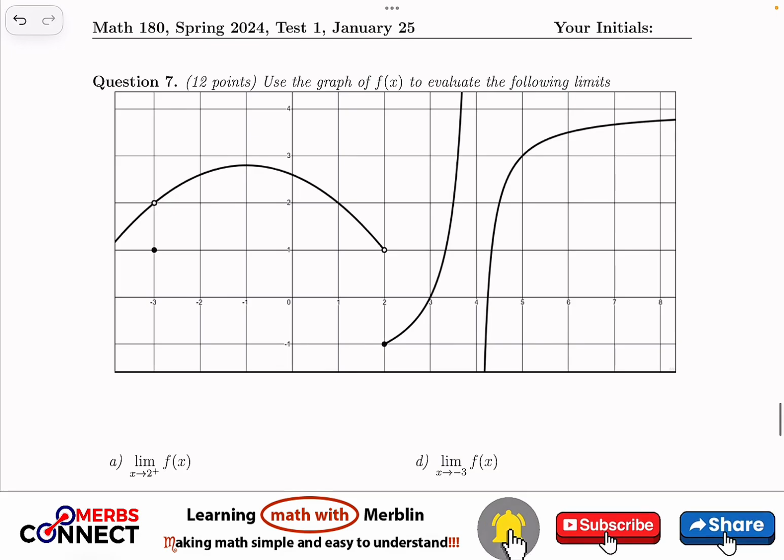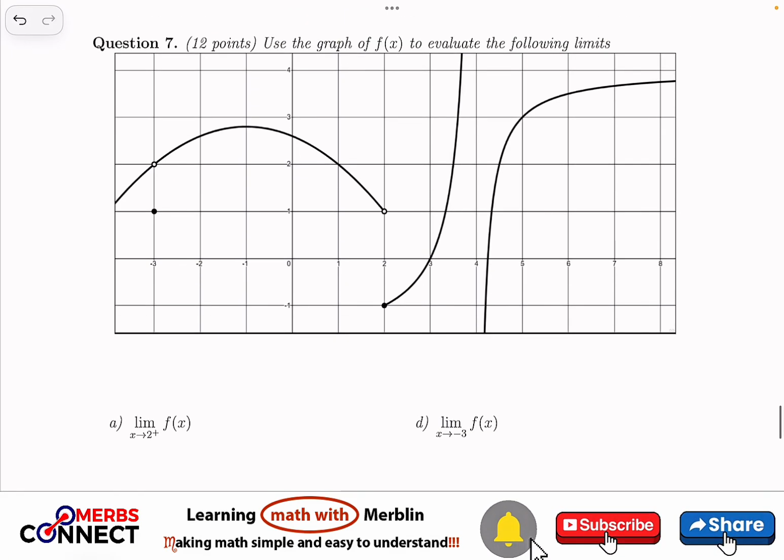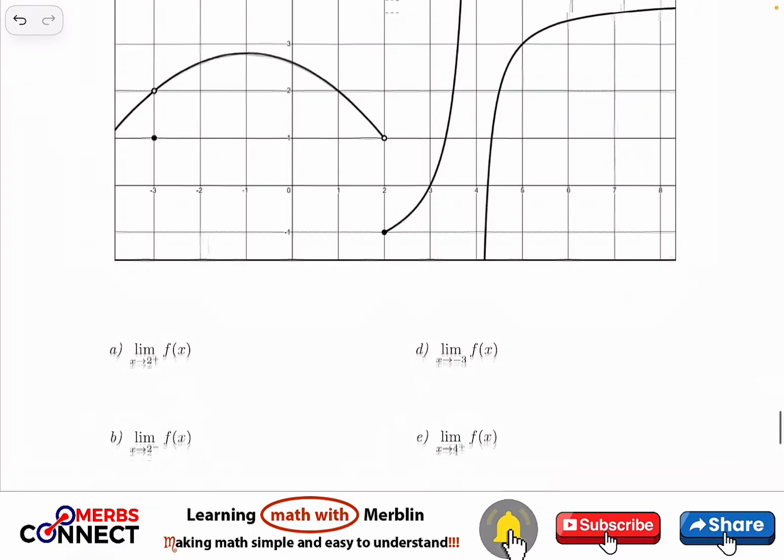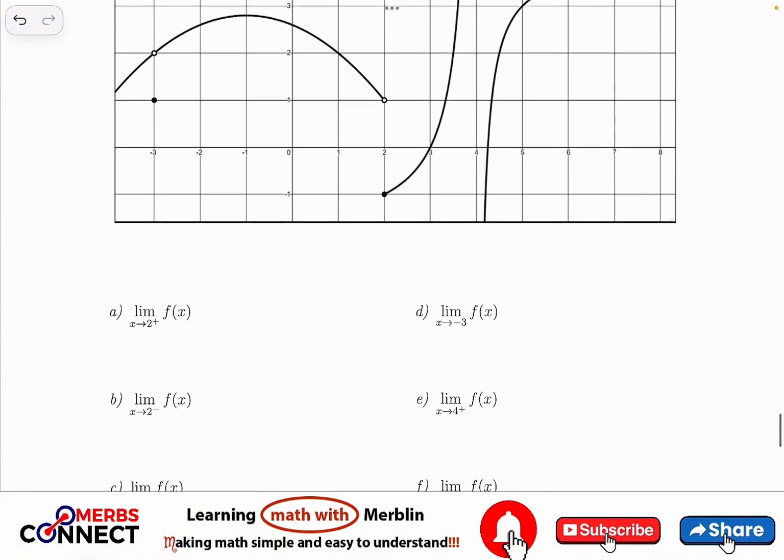Now let's look at question 7, and then finally we are going to look at question 1, and then we are done. Now we have the graph. We want to figure out the solutions, right? So we have 6 questions here.